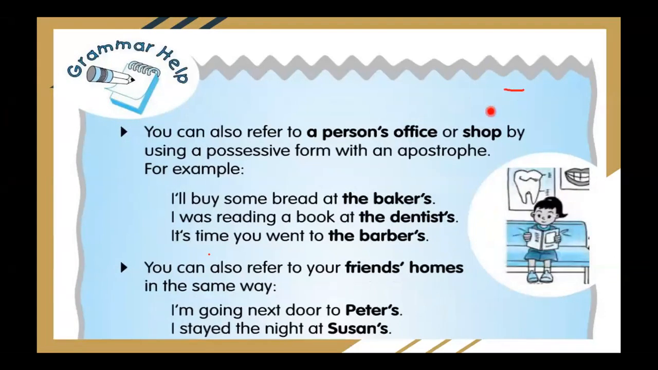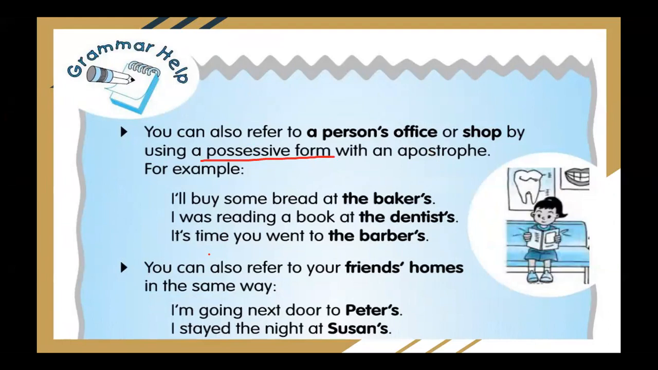Now let's see the next point. You can also refer to a person's office or shop by using a possessive form with an apostrophe. So when you're talking about a person's office or shop, anything, jab aap possession ki baat kare, any possession, in that case you can also use an apostrophe.